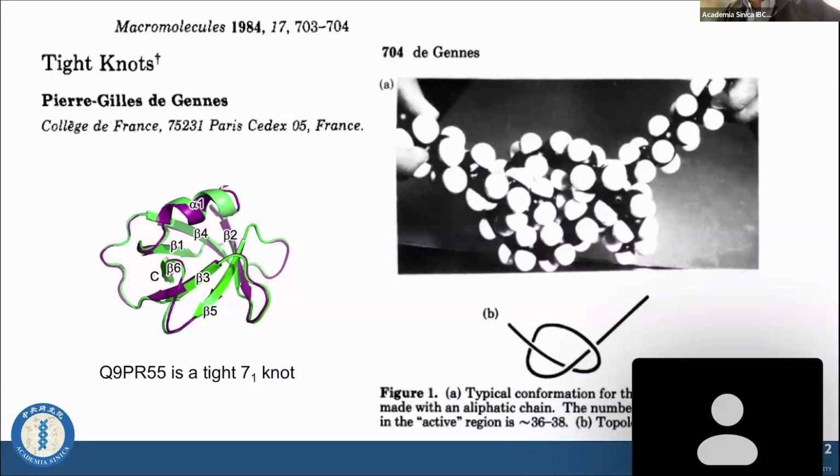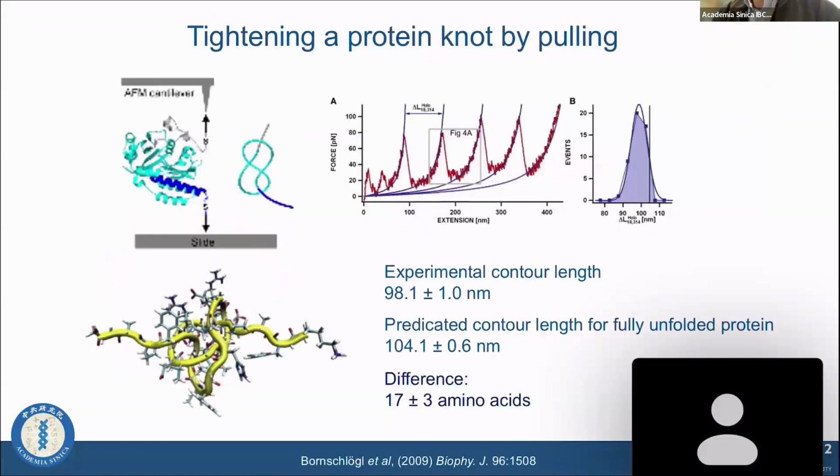We looked into the structural features of this 7-1 knot. It is actually probably a model system to look at these tight knots, as shown on the right by the original paper here. The idea is that you can pull this linear chain into a tight structure that you cannot move around. It may slide, but it is not loose. And there are some intriguing features of these tight knots that can be investigated.